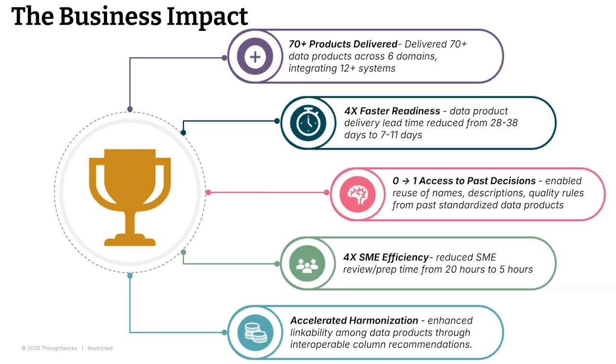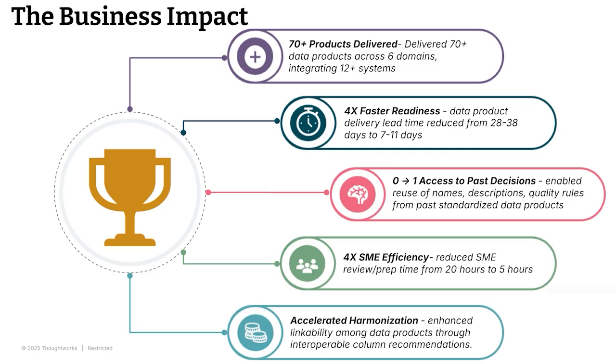So the impact we made was transformational on this organization. We were able to deliver 70-plus data products across 6 domains, and the lead time required to create the data product, right from the start of the creation to moving it into production, was reduced from weeks to days. And teams now use trusted rules and definitions for the data products, making them smarter, faster, and cleaner. SMEs now spend 75% less time on preparation. Why? Because the system remembers, learns, and recommends.